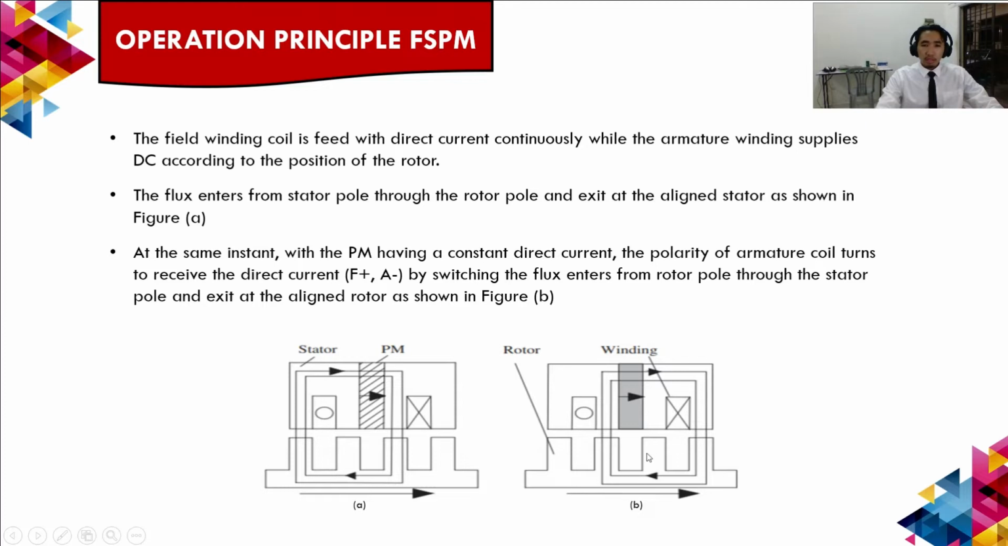And you can see that in figure A, the flux enters from the stator through the rotor, but in figure B, it is switching: the flux enters the rotor through the stator, and exits to the rotor back. That is the basic principle of flux switching permanent magnet.